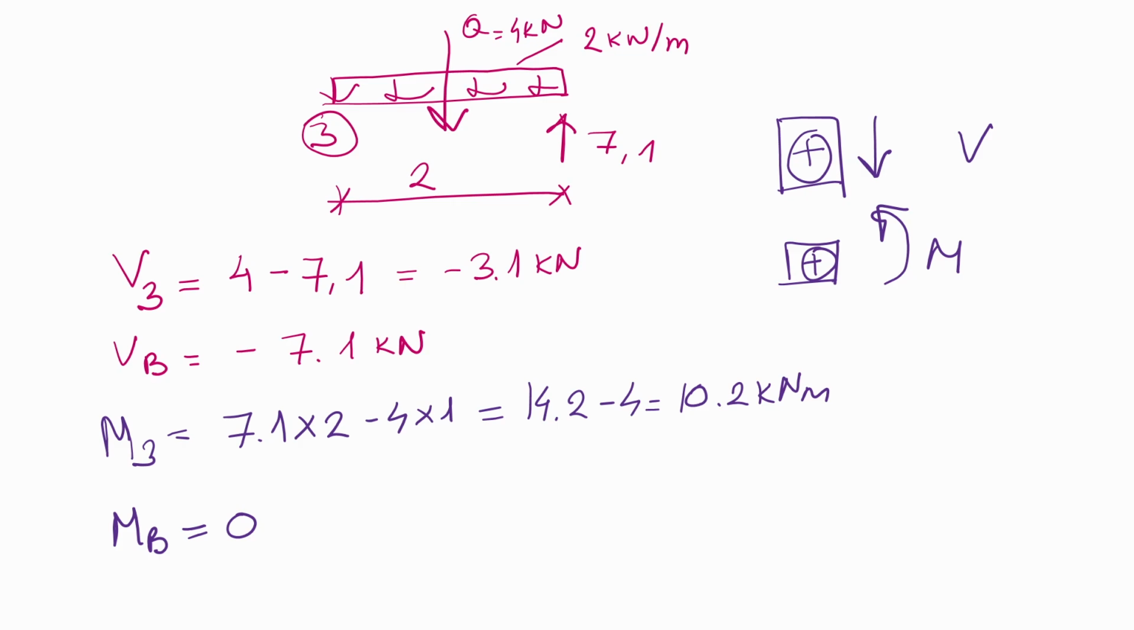Your shear at point B is also minus 7.1 kilonewton. Why? Because your vertical force is going up, and we said shear force tends to slide, so it has to go down to be positive, so VB is minus 7.1. What is our moment at point 3? That is 7.1 force from the roller support times 2, the distance, minus Q, which is 4 times 1, and that will give us 10.2 kilonewton meter, and moment at point B is equal to 0.